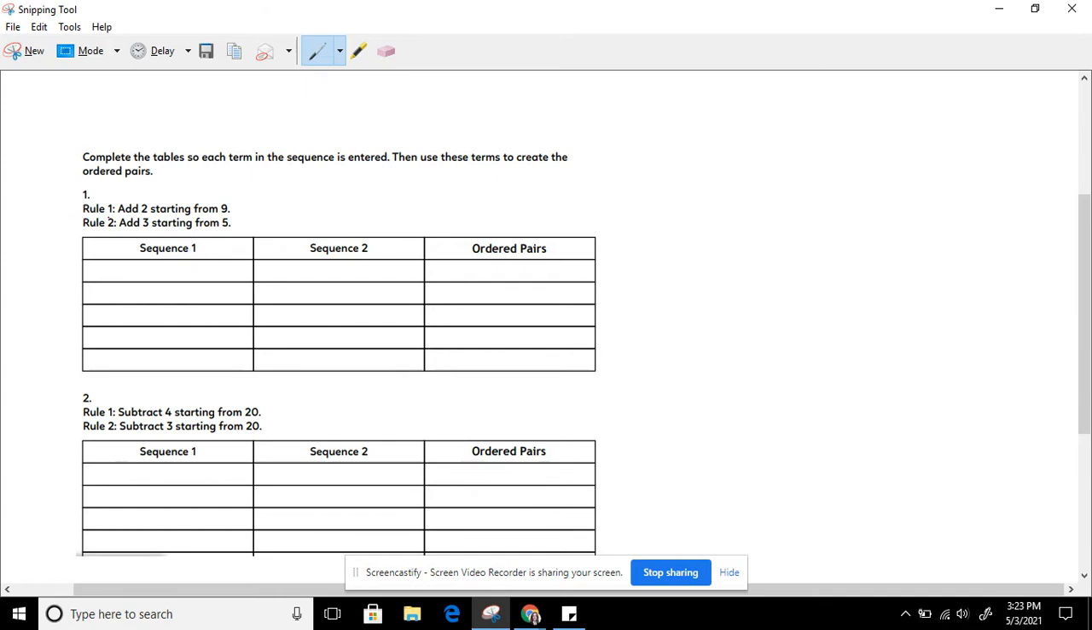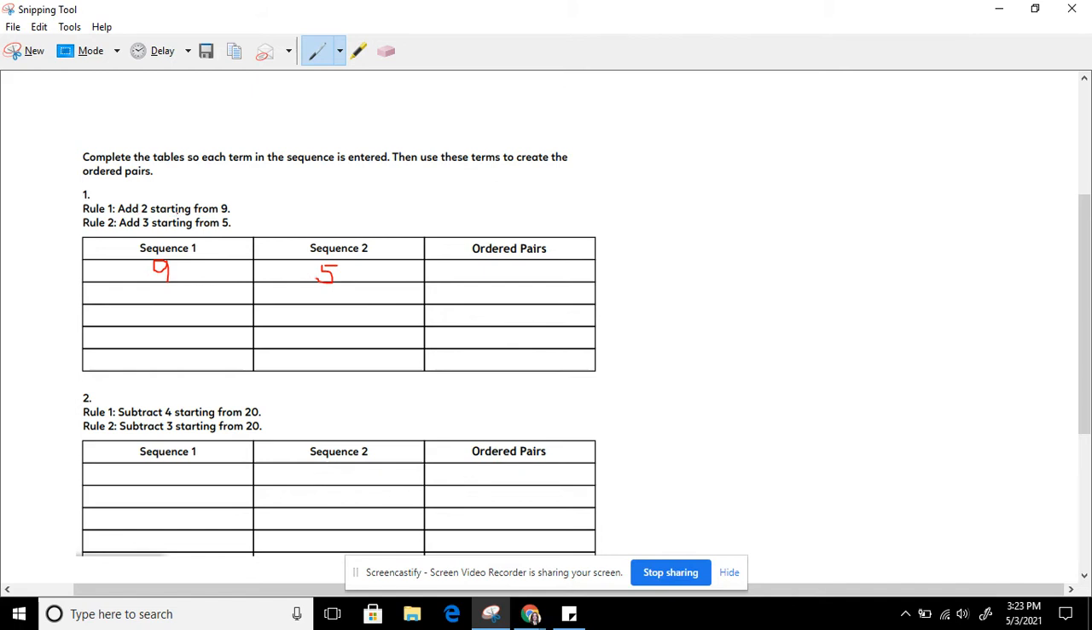So for rule 1, for sequence 1, we're adding 2 starting from 9. So with all of these charts, it tells you what you need to start with. So we're starting with the number 9 for sequence 1. So I'm going to put that number in there. And then for rule 2, we're adding 3 starting from 5. So we're going to start with 5 for sequence 2, and we're going to follow the rule 2, which is add 3. Okay, so let's go back to rule 1.